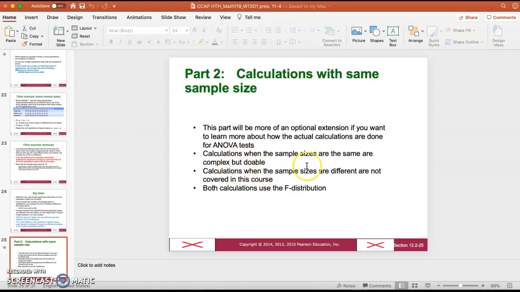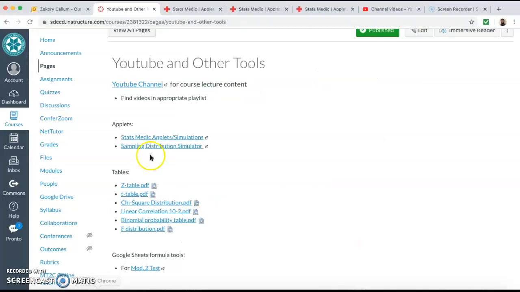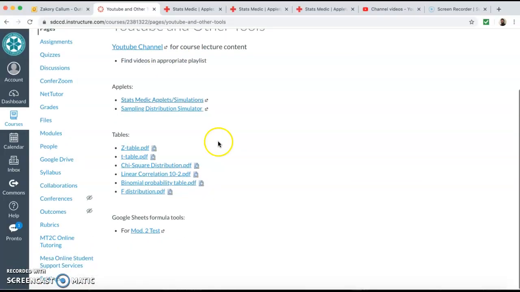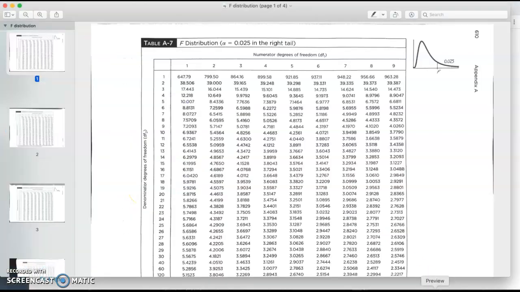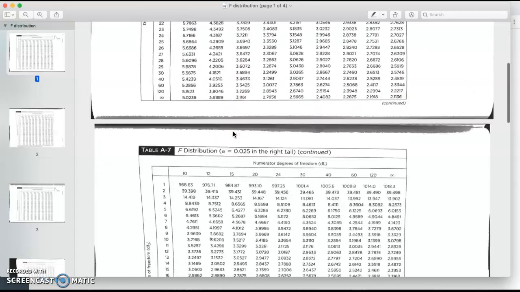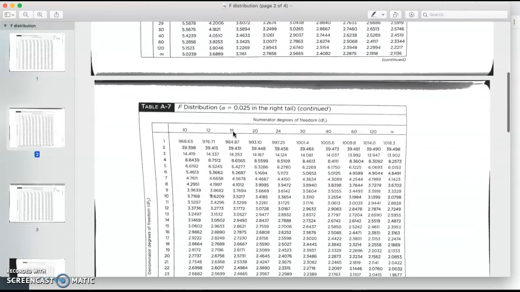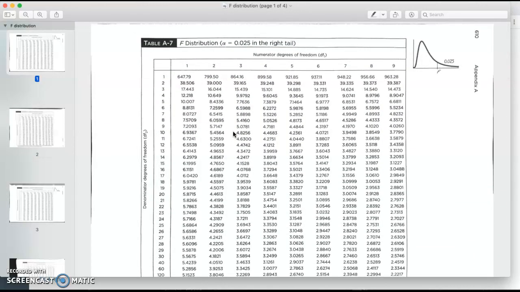And calculations when the sample sizes are different are not covered in this course or in that textbook, and they're also a bit complex as well. By the way, both calculations use the F distribution, which is now provided on Canvas, also on that YouTube and other tools page. If you just scroll down to tables, you'll see F distribution there. And it looks like this. There's a fair few pages to it, or just a few more than the other tables, and I'll show you how you can use it.